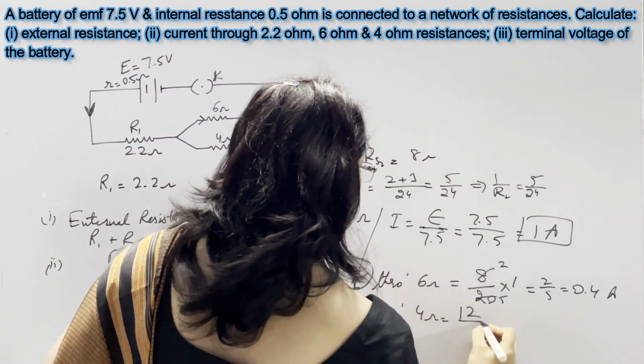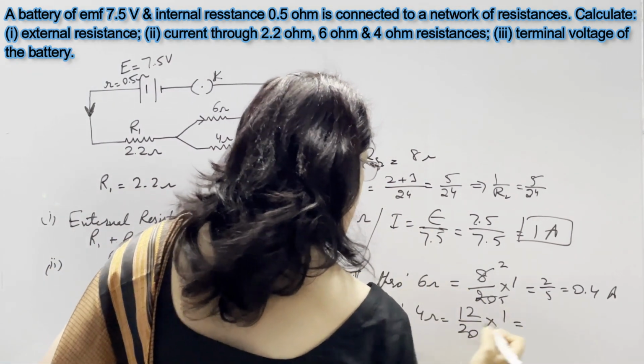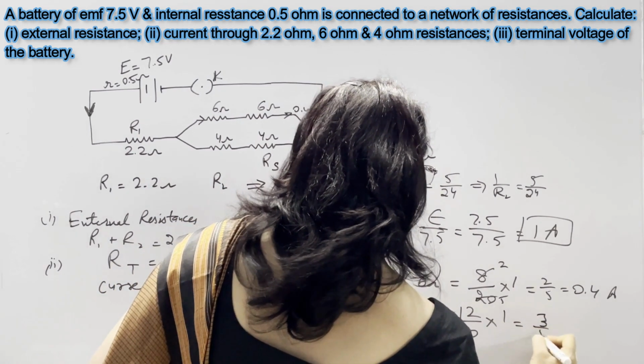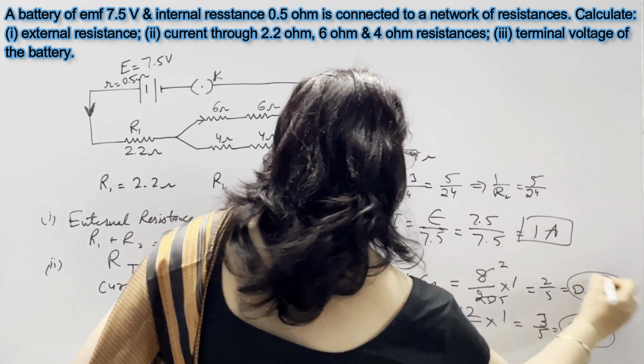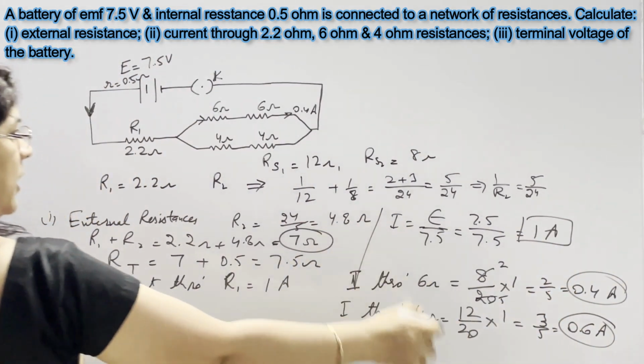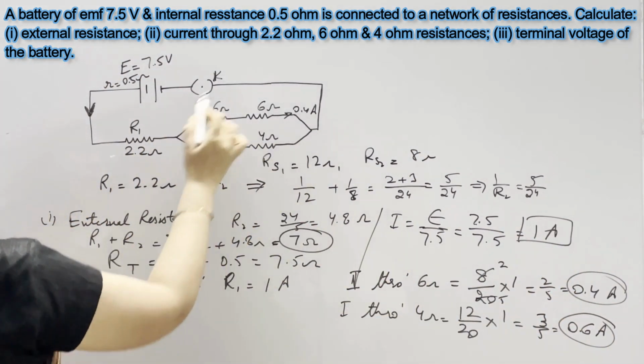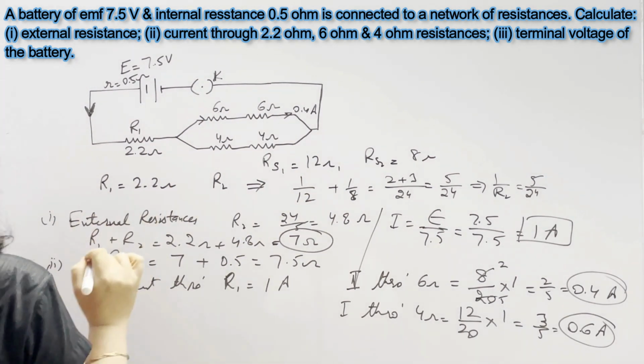Now similarly, current through 4 ohm is the other series combination. It means 6 plus 6 is 12, divided by total 20, and then total current is I. It means 3 upon 5, 0.6 ampere. So 0.6 ampere, 0.4 ampere and 1 ampere are the three different currents in R1 and this parallel combination, which means R2 in our case.